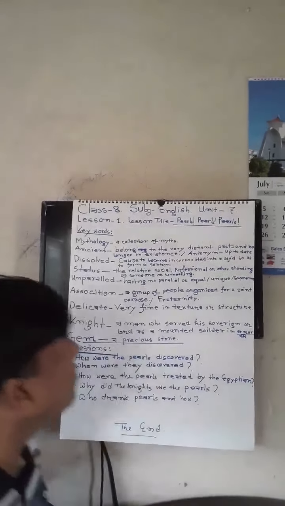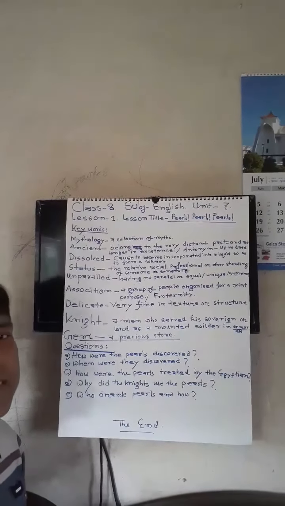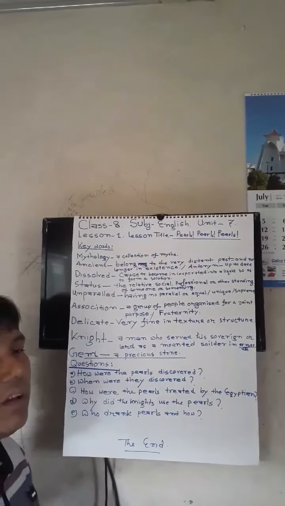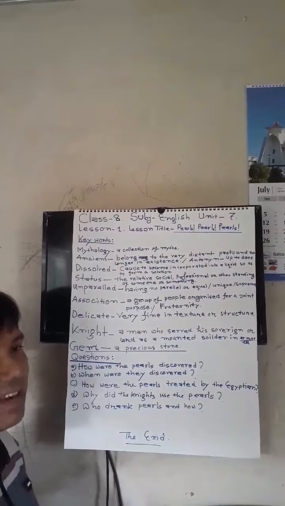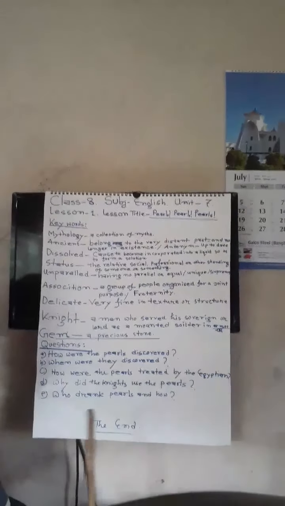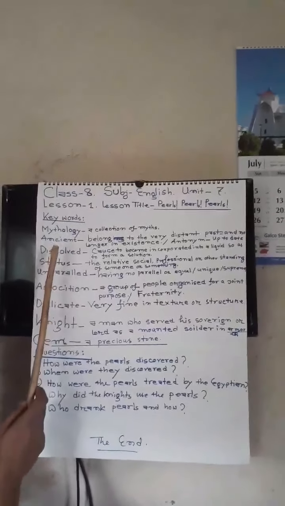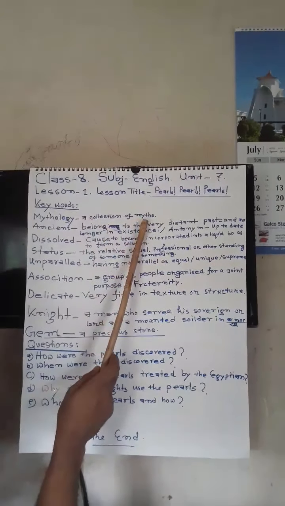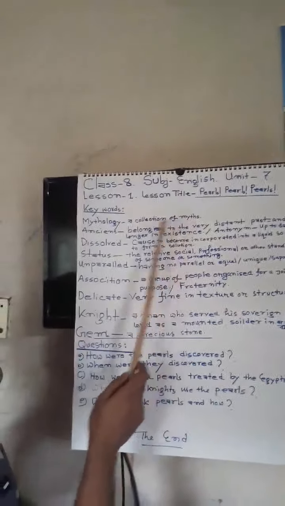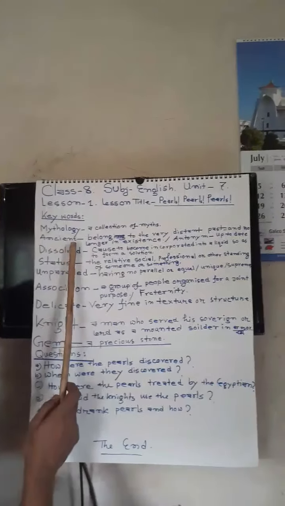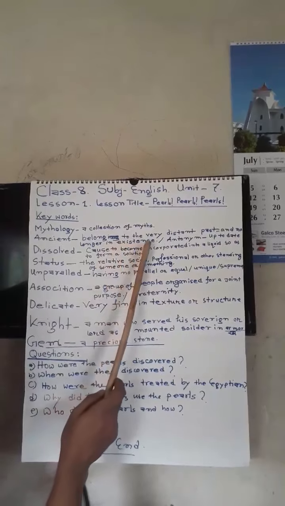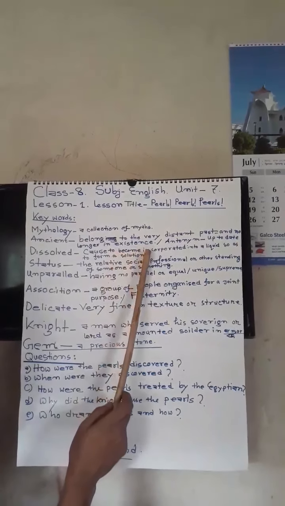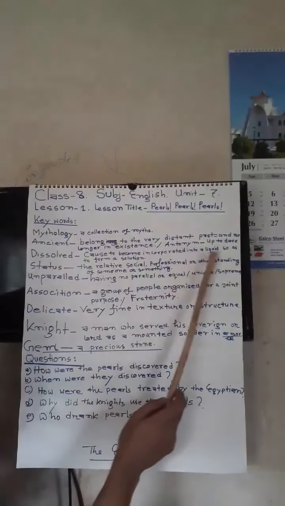My dear students, first of all, we have some keywords from the passage, and you will carefully listen to my lecture and look at the board. First of all, the keywords: mythology, a collection of myths. Then ancient. Ancient means belonging to the very distant past and no longer in existence. Antonym of the word: up to date.